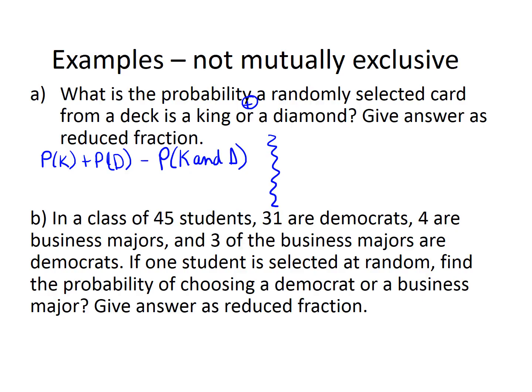So the probability of a king, we know that's 4 out of the 52 cards. Diamonds are 13 out of the 52. Remember, there's 4 suits, 13 of each. But if you noticed, we've actually added the king of diamonds when we added the kings and when we added the diamonds. So we actually added it in twice. So we need to subtract off the probability of a king and a diamond, right? This is the king of diamonds because we counted it twice. So we have to subtract that off.